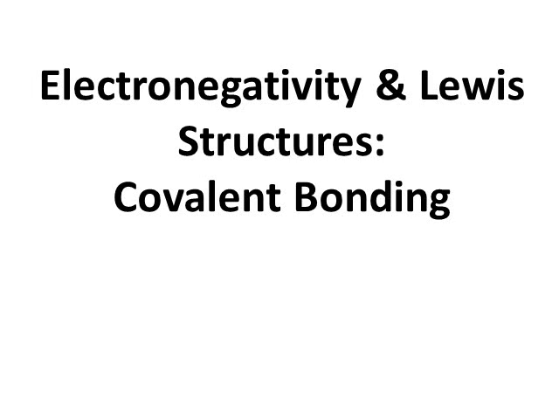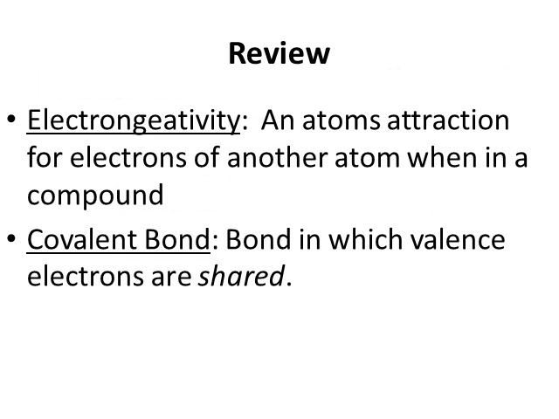Today we're going to look at electronegativity and Lewis structures for covalent bonding. Let's do a quick review. Electronegativity is the atom's attraction for electrons of another atom when in a compound. A covalent bond is formed when valence electrons are shared between atoms.